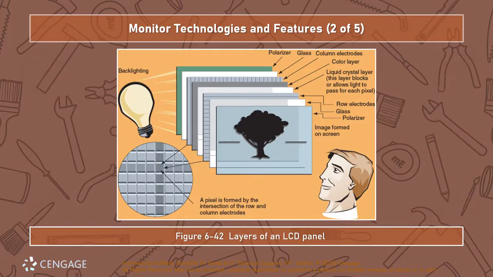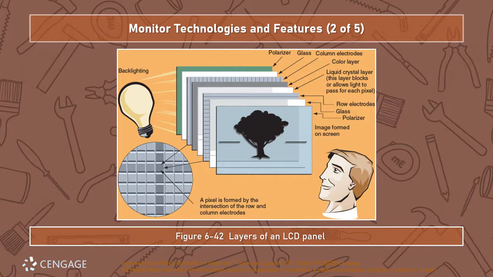So when we look at an LCD panel, this is actually what we're looking at. On the far left, we see a light bulb to represent backlighting. That's what's behind the LCD itself. Now, in certain LCD panels, these are actually called LED panels, they'll have a different form of backlighting built in. We have first what's called a polarizer. It filters certain wavelengths of light. We have a glass sheet. We have column electrodes in order to instantiate the column controls. We have a color layer, a liquid crystal layer.